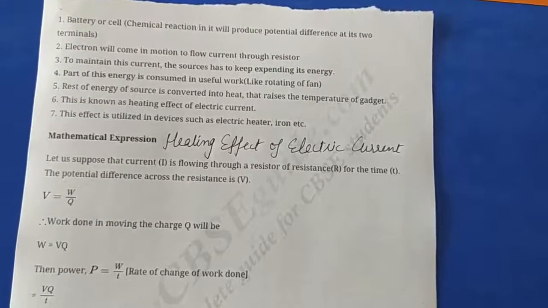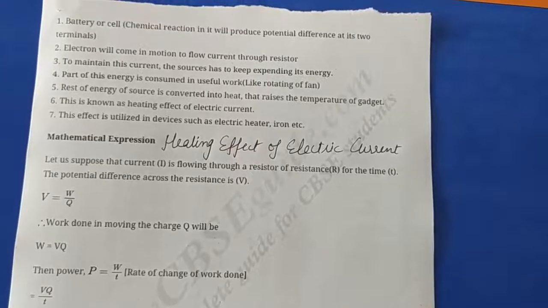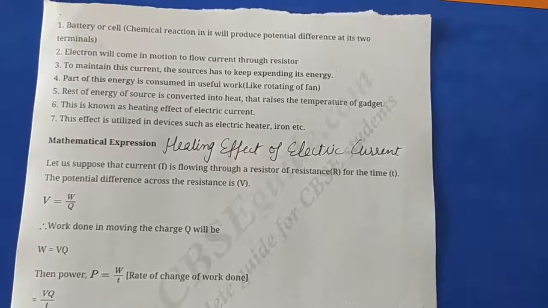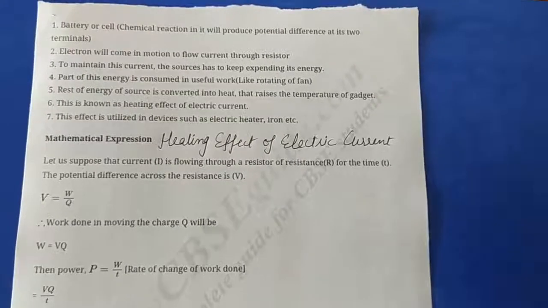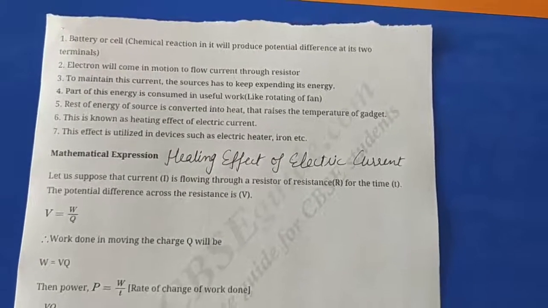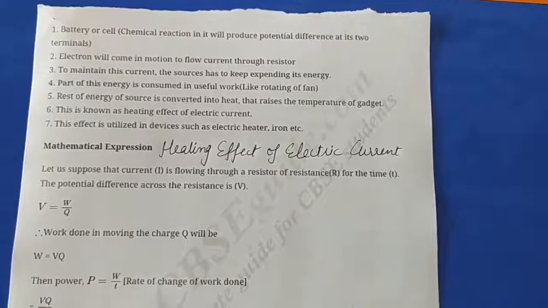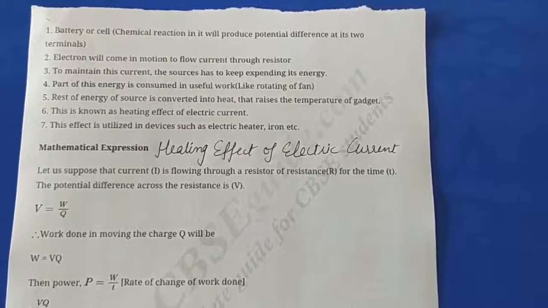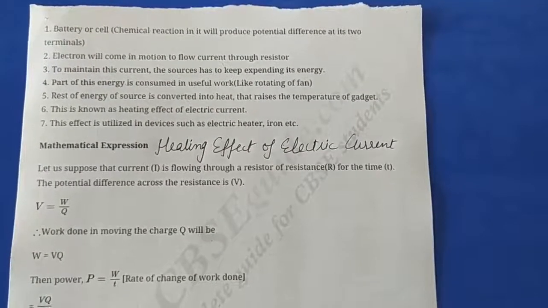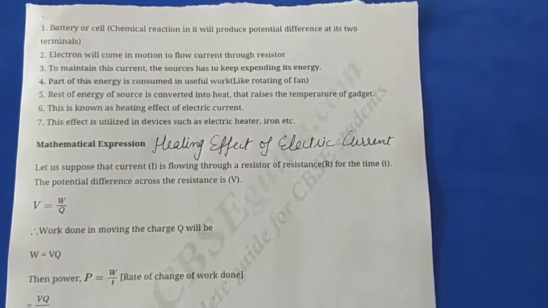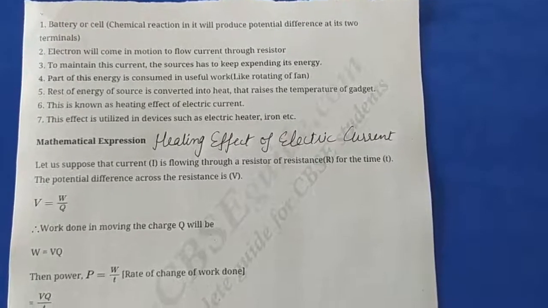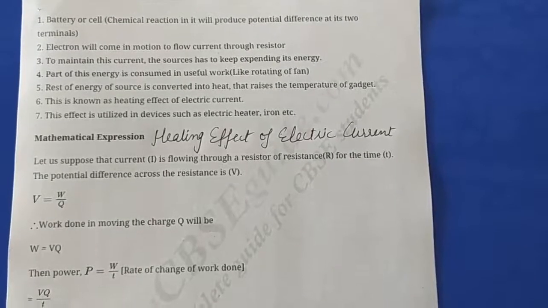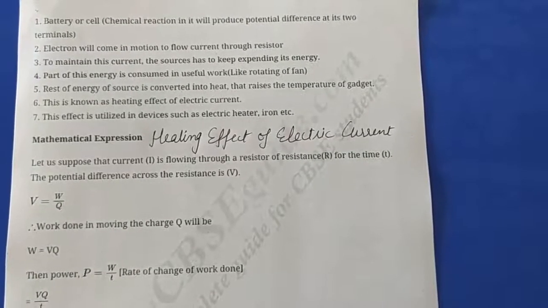Today we will discuss part 3 of chapter number 12, electricity, that is the heating effect of electric current. So first of all, you must know what the heating effect is. As you switch on any appliance, like a juicer, mixer, grinder at your home, after some time, 2 to 5 minutes, the juicer, mixer, grinder becomes hot. That is the heating effect of the electric current.